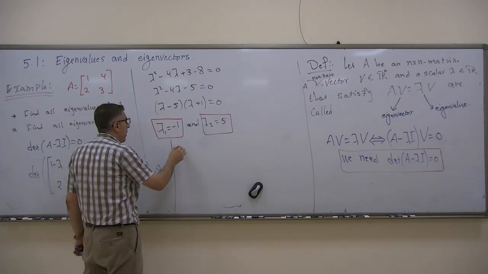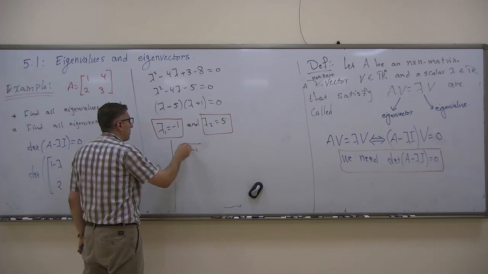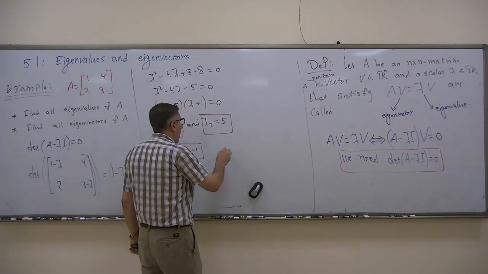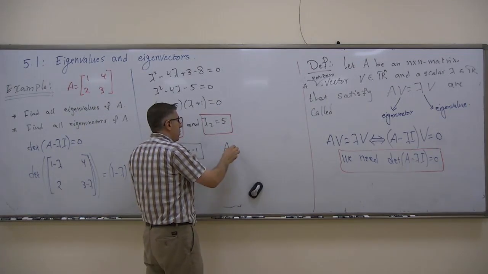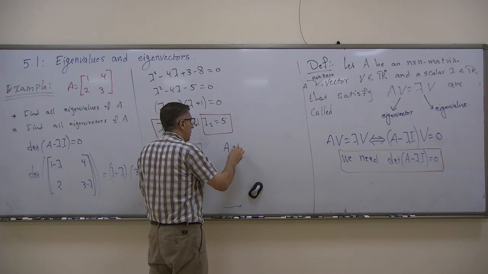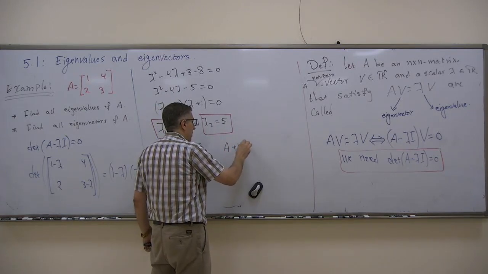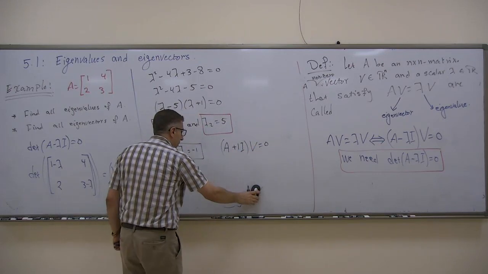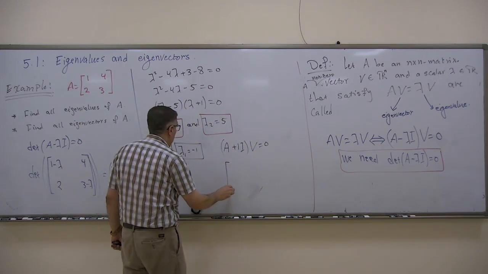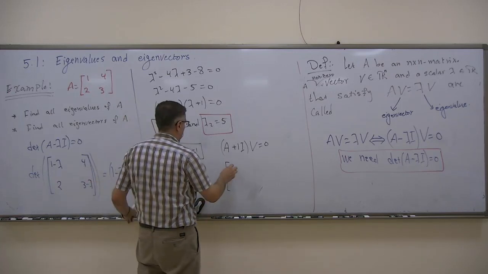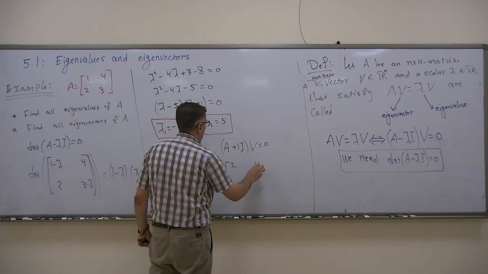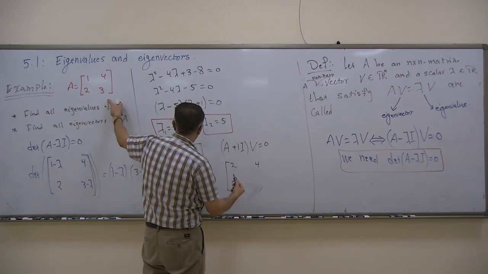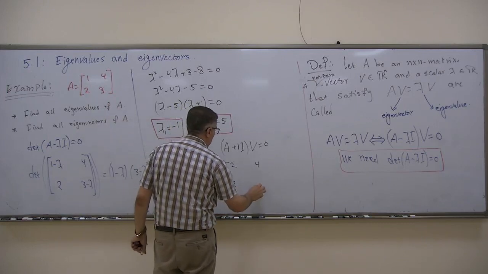We start with lambda 1 equals negative 1. Okay? When we substitute, we get A minus negative 1, that is A plus 1, I into V equals 0. And that means what? It means 1 plus 1, 2, 4, and here 2, and here 3 minus negative 1, that is 4.